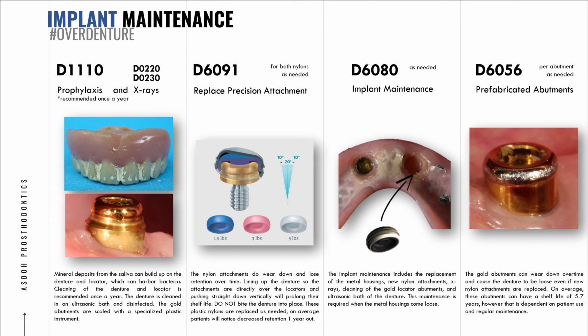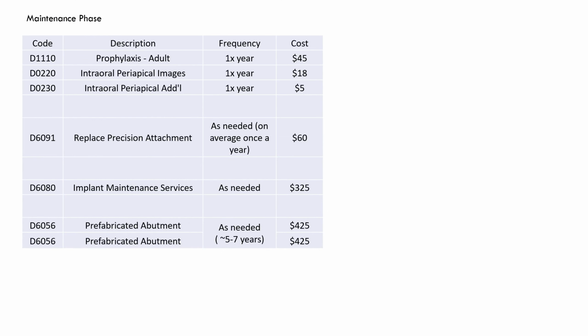So the gold locators themselves can wear, as you can see in the photograph on the right. So even if you end up changing out the nylon housings, the denture still may not be retentive because the abutment actually needs to be replaced. So generally about 5 to 7 years we can quote the patient before replacement, and that will be charged out as a prefabricated abutment, which is D6056.